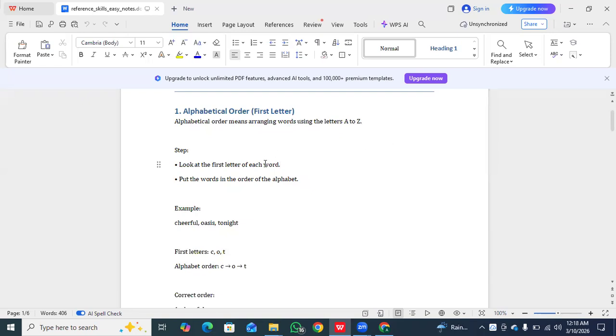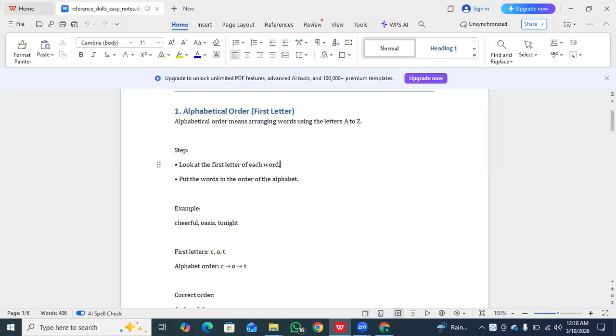Look at the first letter of each word. Put the words in the order of the alphabet. Like, you have to look at the first letter of each word and put the words in the same sequence as the alphabet. Like A comes before B, B comes before C, and so on.